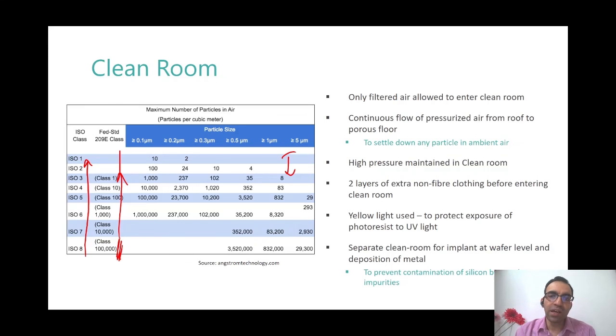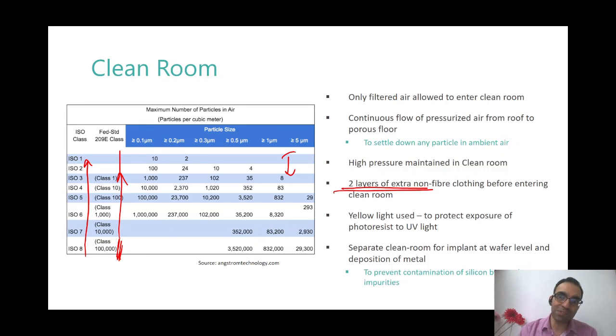Okay. And these clean rooms are really like sacred places. If you want to enter into a clean room, you have to wear extra layers of clothing over your regular clothing. You see all these kits that doctors have been wearing in these COVID times. So the technology engineers wear 2 such kits every time they enter into a clean room.